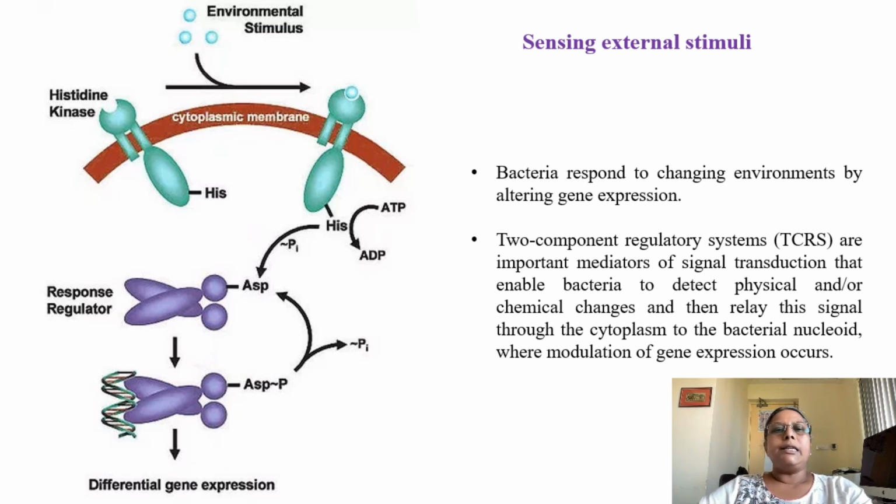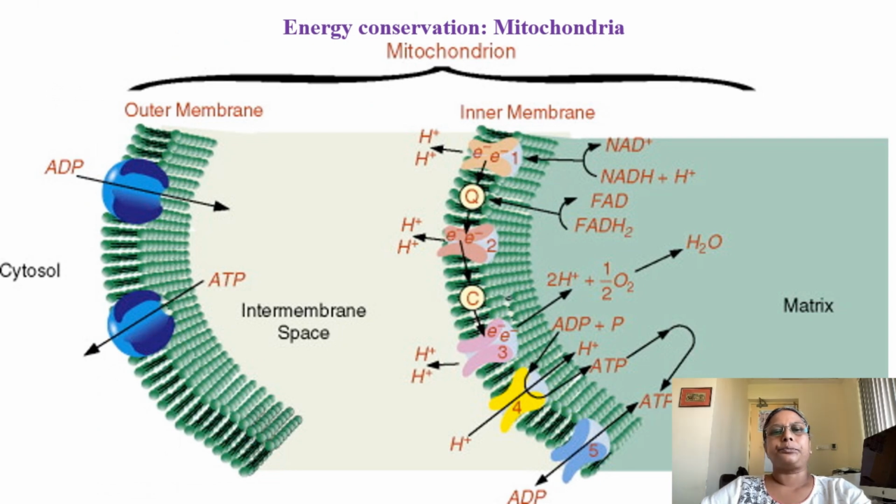So essentially, these proteins pass on the environmental cues through phosphorylation and dephosphorylation cascades. Coming to another important function in eukaryotes, the mitochondria, more specifically the inner membrane of the mitochondria, help maintain a proton gradient across the intermembrane space and the cytoplasm that drives the formation of ATP.